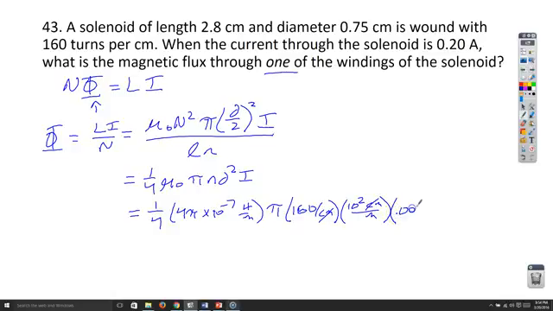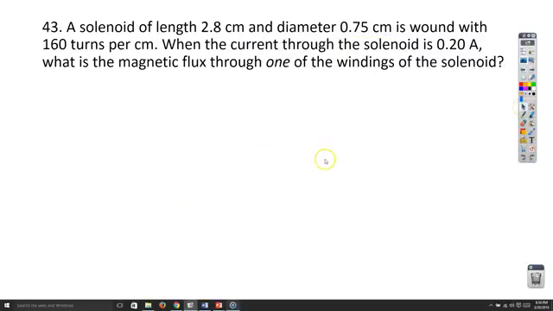This will be 0.0075 meters squared. So that is our diameter. And then we're going to go ahead and multiply that times our current, which is 0.2 amps. If you go through and do all that math, you should end up with 1.8 times 10 to the negative 7th. And remember, flux is measured in a unit called a Weber. And that was number 43. Let's go ahead and take a look at the next one.